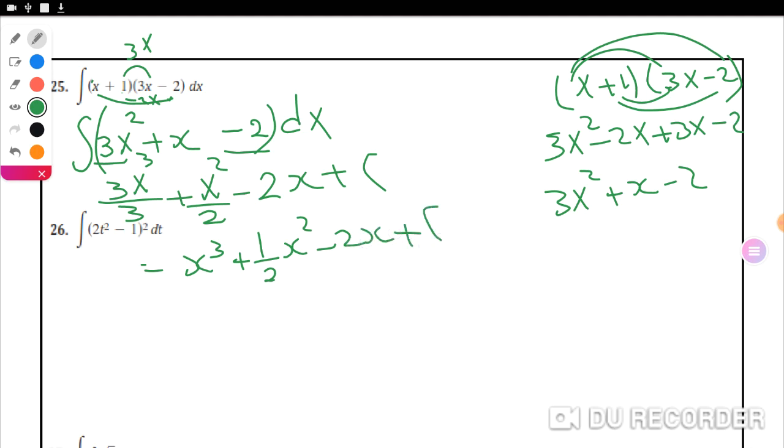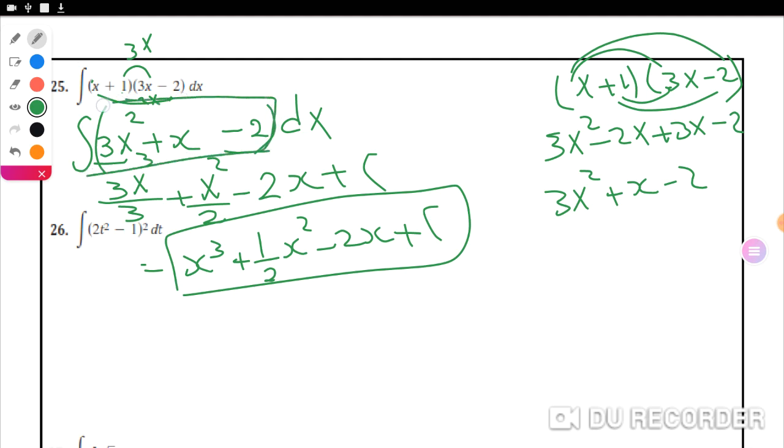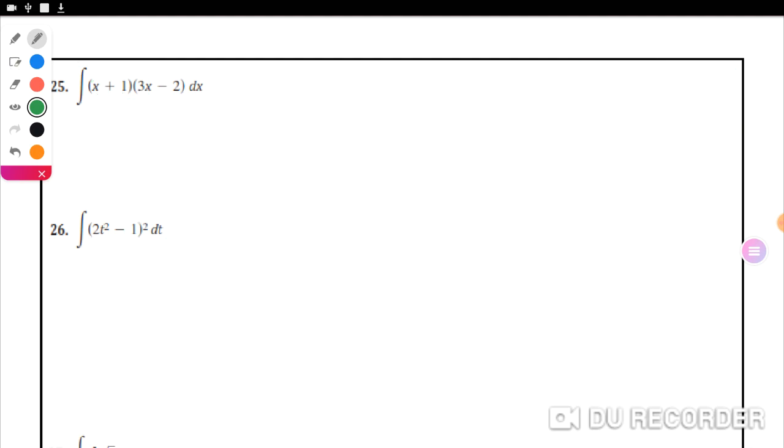If you'd like to check, just differentiate the antiderivative, the result on the right-hand side, okay? And write it in factorized form, because the integrand function here is factorized, or in the form of the integrand function, okay? I hope you understand, okay? Now, for 26, how to do it, Miss? I expand.